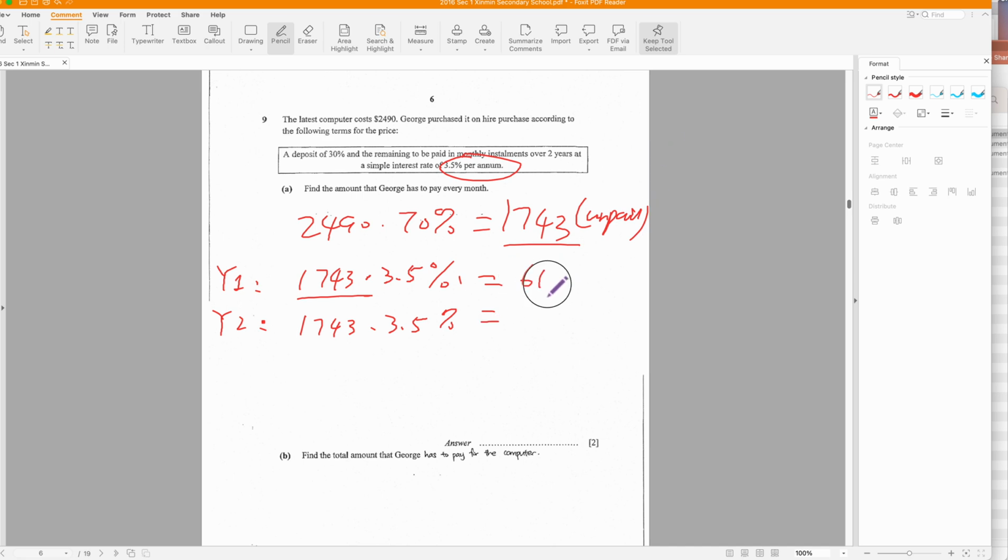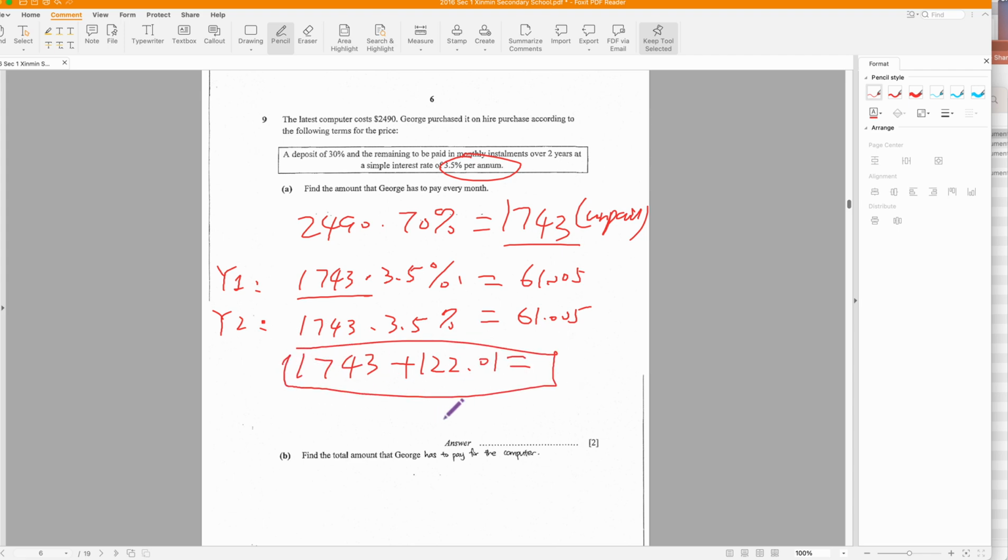So it's 61.005. This is the total interest after 2 years. So this one you add together, add with the total interest, which times 2. So it's 122.01. This is actually the total amount you need to pay over 2 years. So you divide the total by 24. So that's your monthly payment, right? Then what is it?